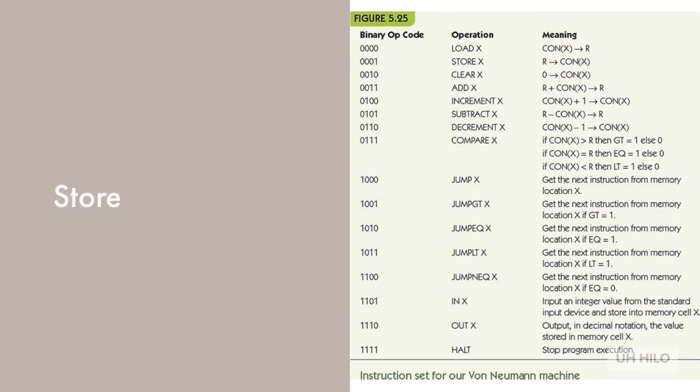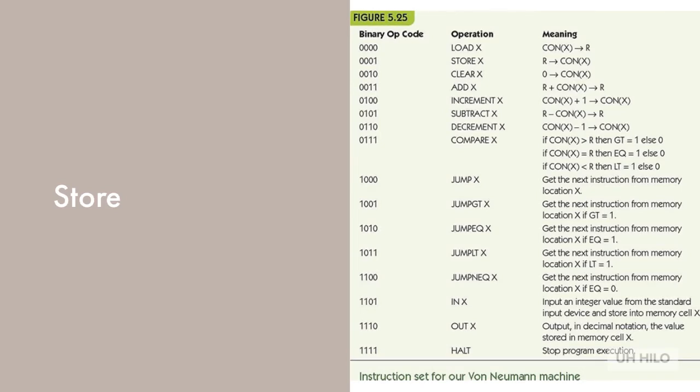Store X means moving the contents of the register to memory location X. We start by sending the address X to the memory address register. Next, we send the data in the register to the memory data register. And finally, we store the contents of the memory data register in location X.